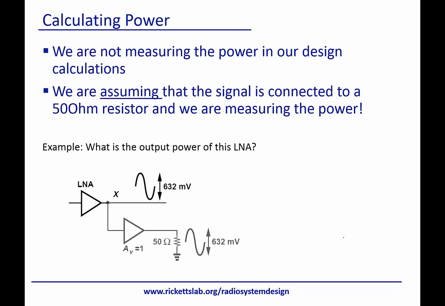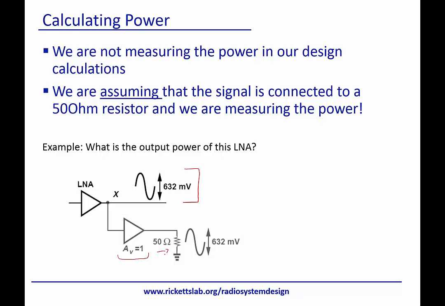Let's do a quick example. This is a low noise amplifier. It's basically an amplifier, and the output of the amplifier gives us 632 millivolts. So this might be what you measure on an oscilloscope or in a simulator. And we want to know what the power of that signal is. To calculate the power, you can think of this as just a buffer of 1 putting it into a 50 ohm load and figuring out what the power of that would be.